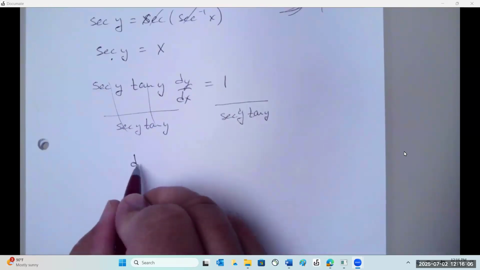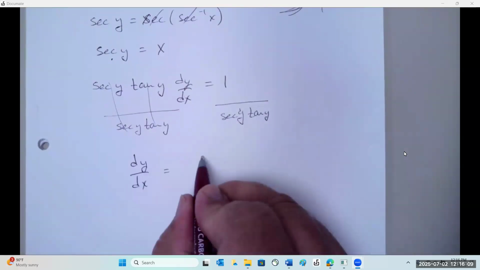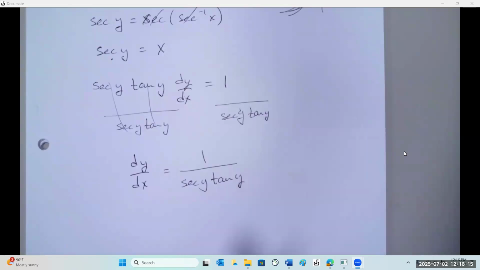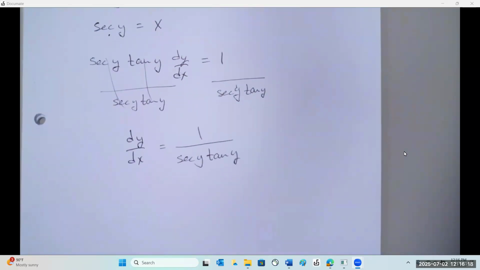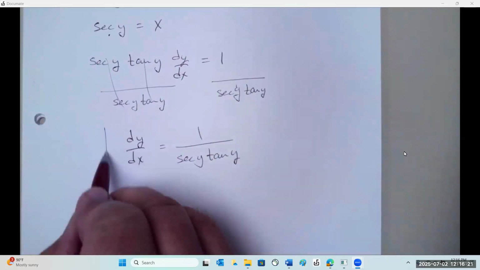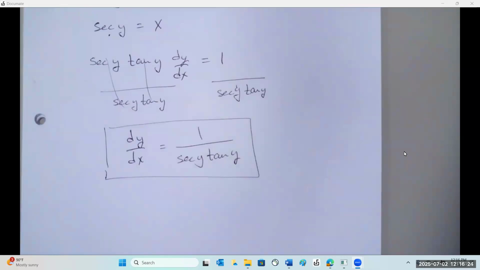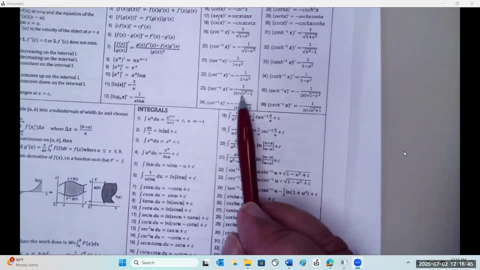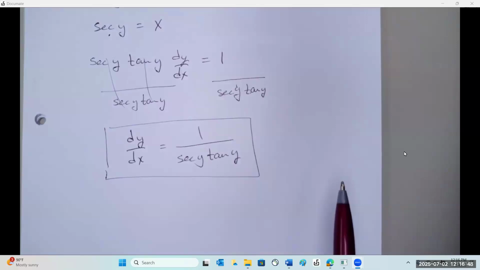So the derivative is equal to 1 over secant y, tangent y. Let's verify that. No, well, we're getting close to it because this is the derivative of secant inverse. We have to now put it in terms of x and y like the other ones.